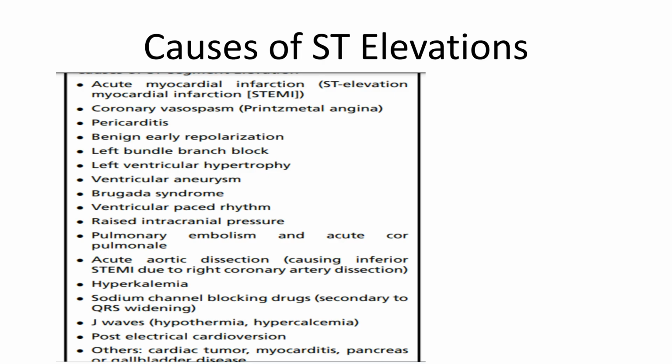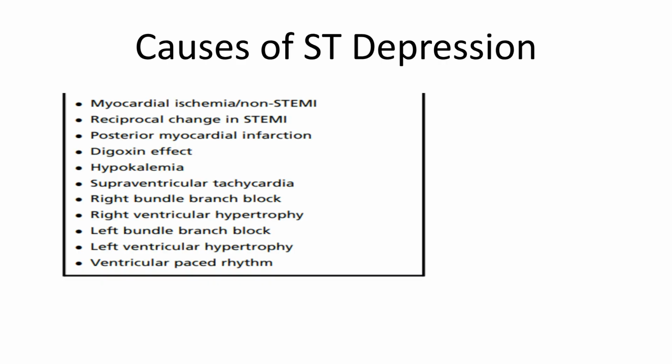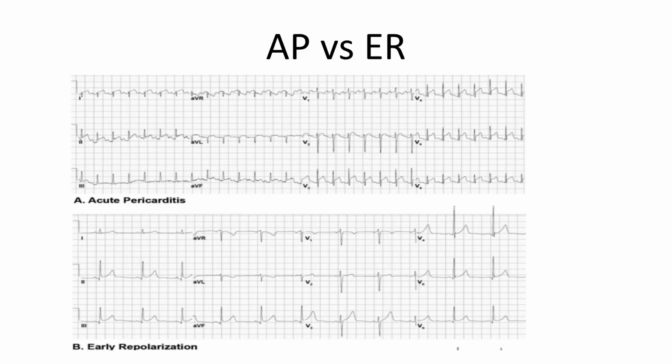The causes of ST elevations are numerous and include acute myocardial infarction, coronary vasospasm, pericarditis, and benign early repolarization, among others. Causes of ST depression involve myocardial ischemia, reciprocal change in STEMI, posterior myocardial infarction, and certain drug effects like digoxin toxicity. This slide compares the ECG findings in acute pericarditis, labeled A, with those of early repolarization, labeled B.